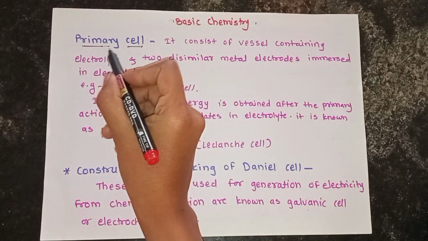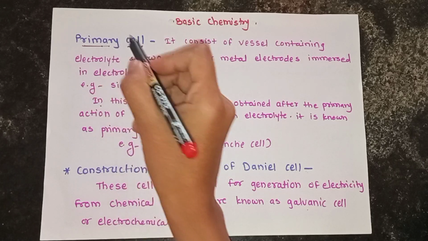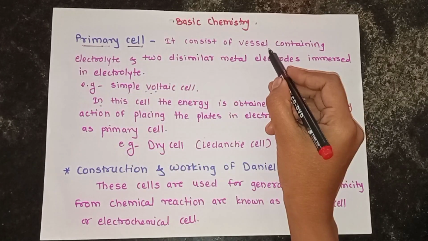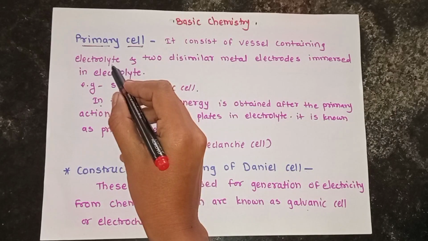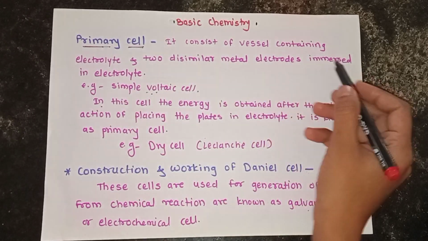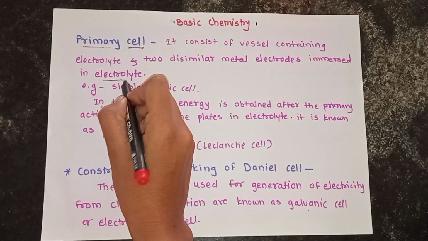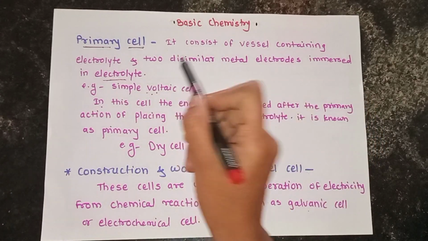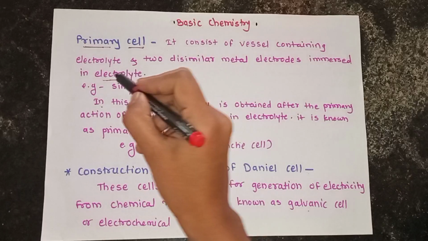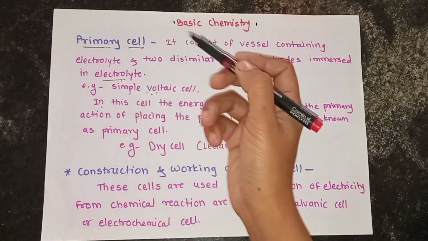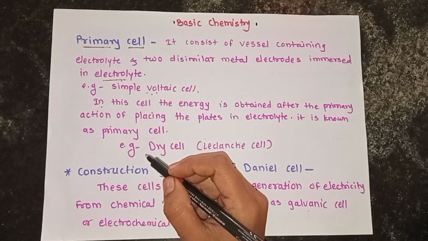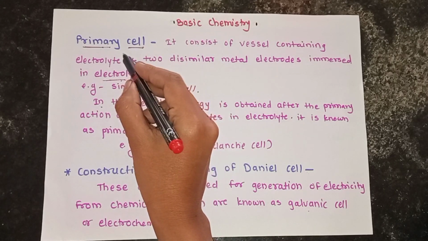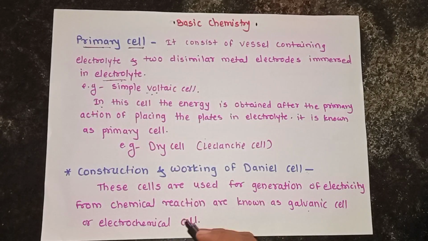So the primary cell is a cell which consists of a vessel containing an electrolyte and two dissimilar metal electrodes immersed in the electrolyte. With two dissimilar metal electrodes immersed in the electrolyte solution, electrochemical reactions can be carried out. This type of cell is called a primary cell.